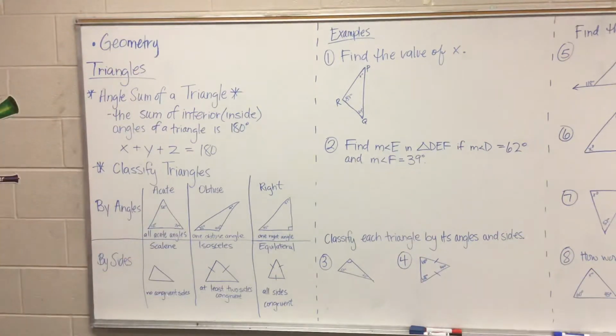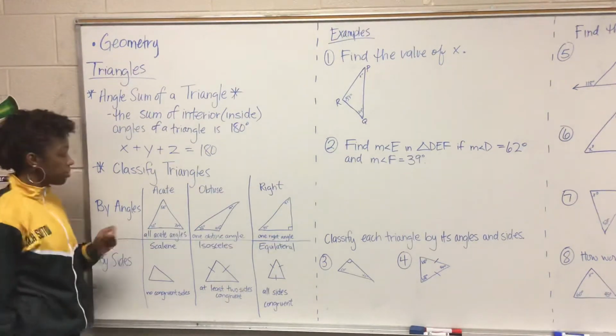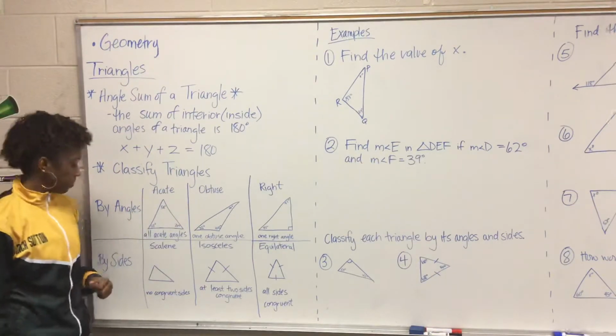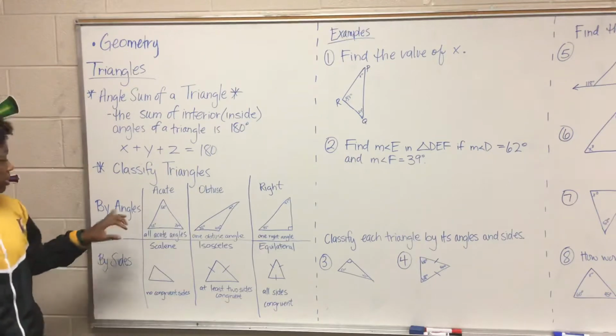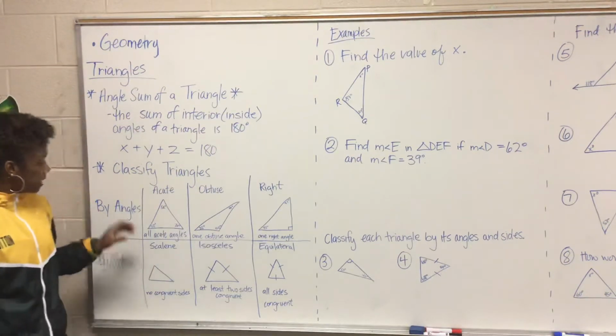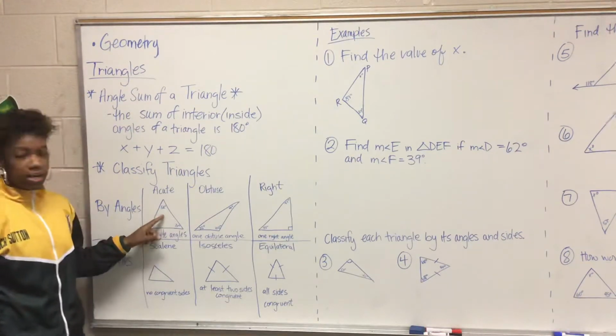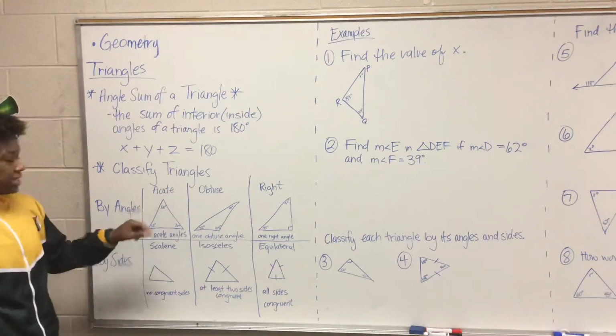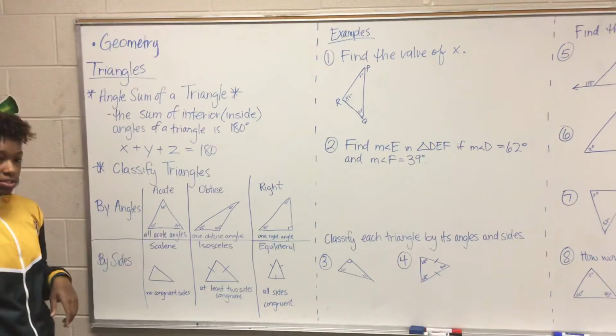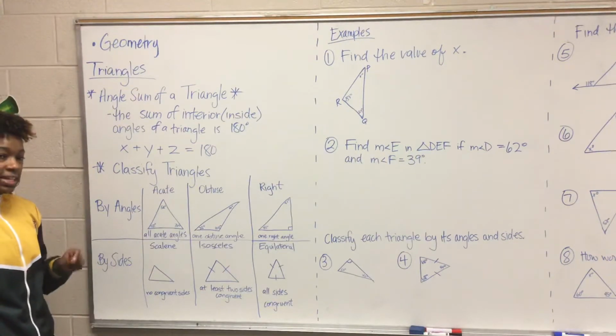Classifying triangles, you can do that two ways. You can classify them by the angles, and you can classify them by their sides. When you classify a triangle by its angles, you have an acute triangle, which means all of the angles in this triangle are acute. What does acute mean? It is less than 90 degrees.